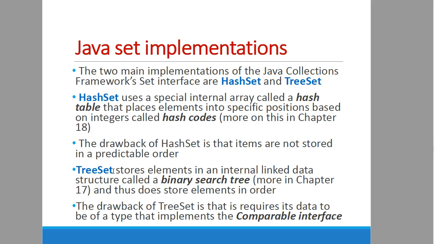Now the downside of using a tree is that in order to get that sorted order, you have to have the Comparable interface. You may remember from the previous chapter that if you implement compareTo, then you implement the Comparable interface, and that allows you to sort things.